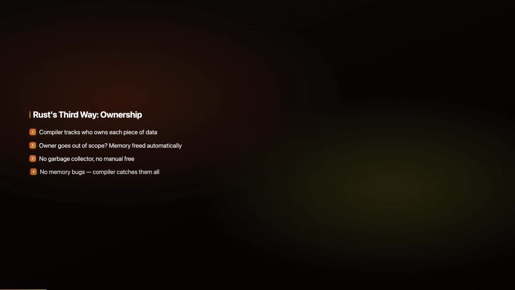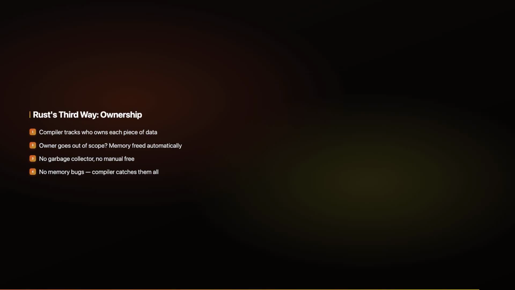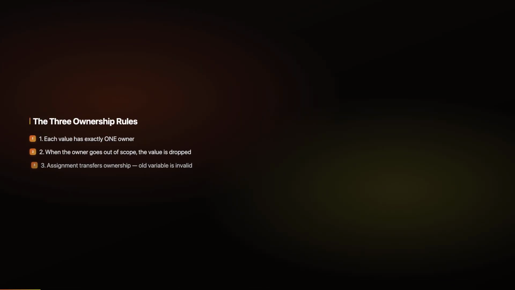Rust uses ownership. The compiler tracks who owns each piece of data. When the owner goes out of scope, memory is freed automatically. No garbage collector. No manual free. No memory bugs. There are 3 ownership rules.